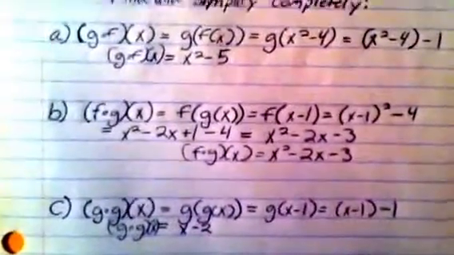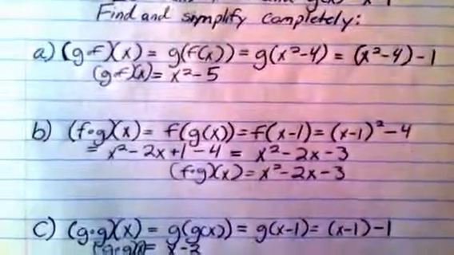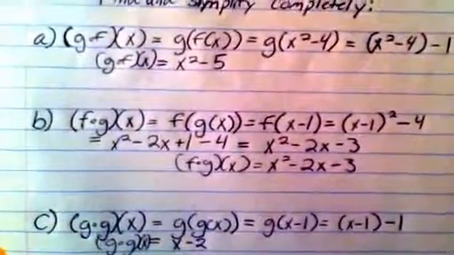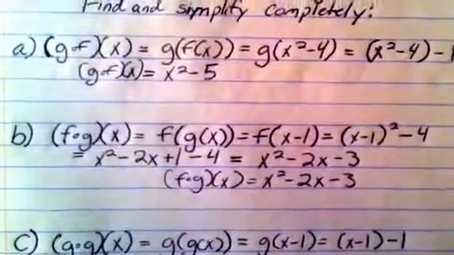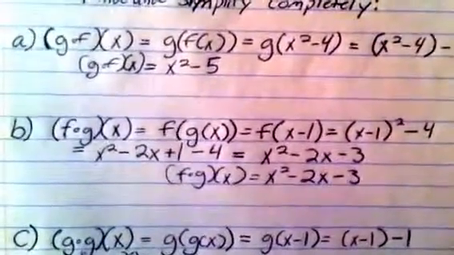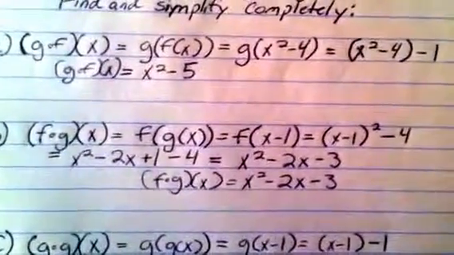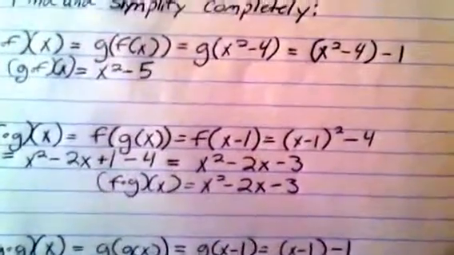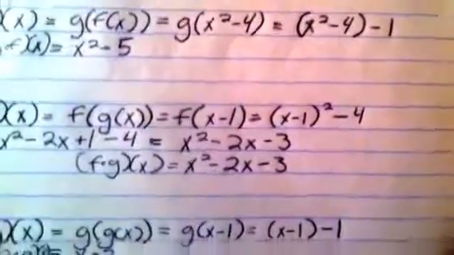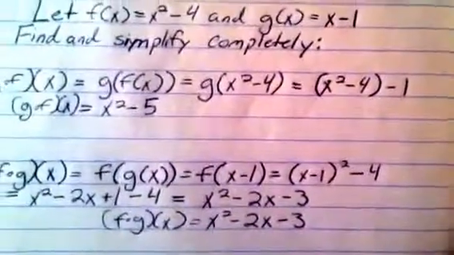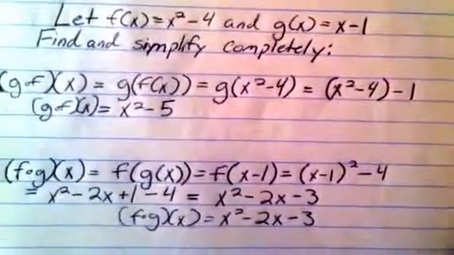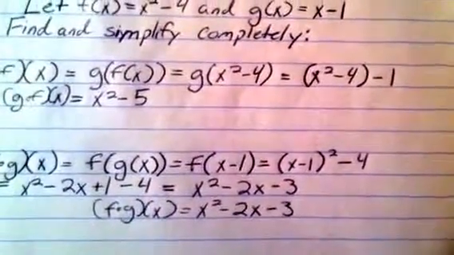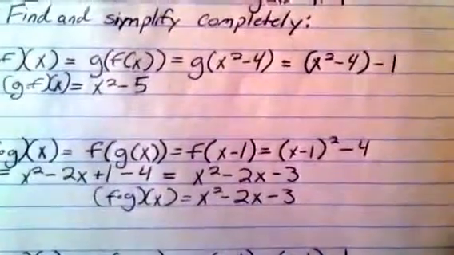In B, we have f evaluated at g of x, which is the same as f of g of x. g of x goes in the parentheses. Since g of x is x minus 1, we have f of x minus 1. Putting x minus 1 into all the x's of f of x, which is x squared minus 4, we end up with x minus 1 squared minus 4.